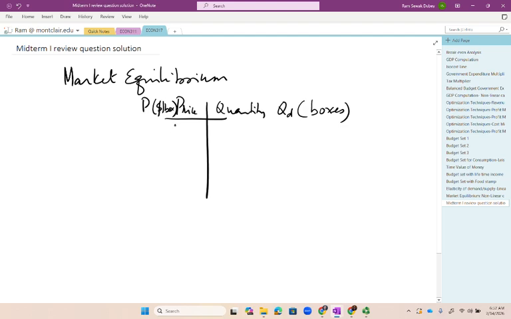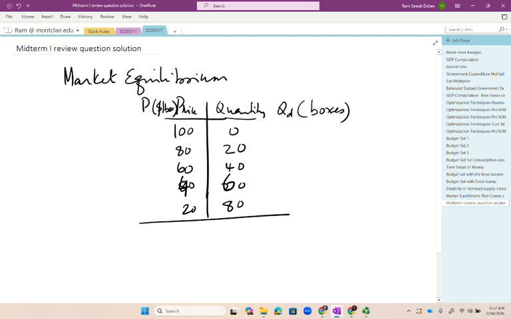And then we are given that when price is 100, there are no buyers. Price goes down to 80, buyers are willing and able to buy 20 boxes. At 60, it becomes 40. No, sorry. At 40, it becomes 60 and at 20, it becomes 80. So that's the information given to us.